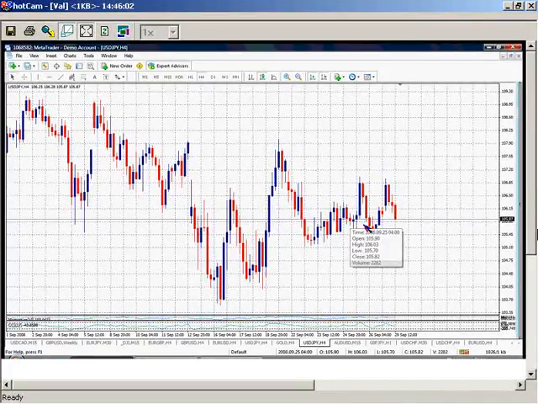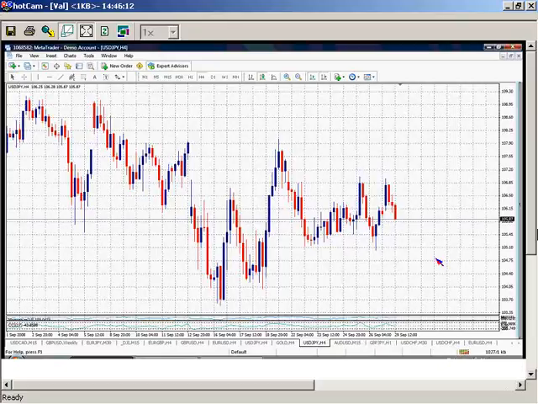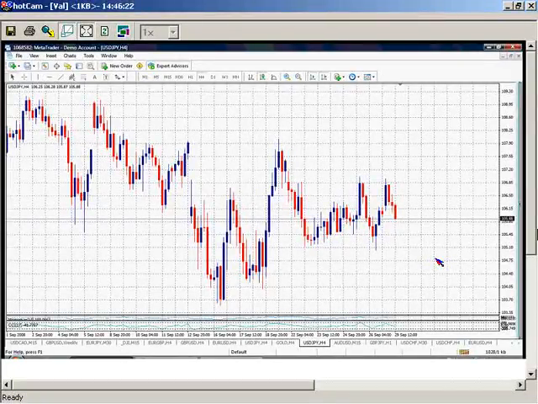Okay, you are looking at a 4-hour Japanese yen chart. I choose this pair because I'm kind of worried about euro dollar and everybody talking about it. I'm a rebel, you know. If everyone is going that way, I will go the other. That's just me. I'm really bored about euro and dollar.